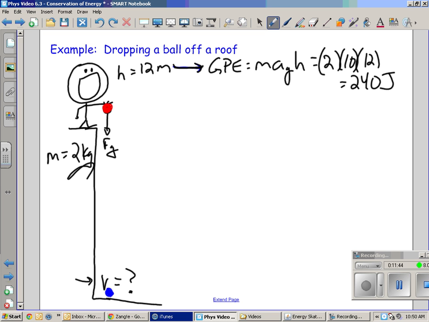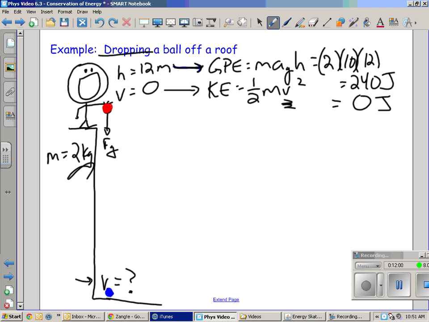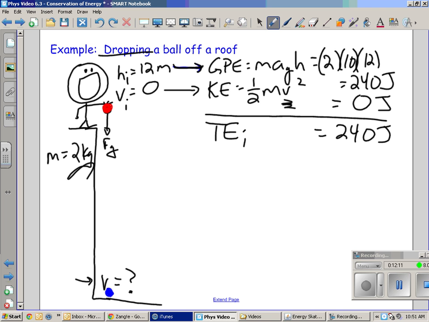Now, because he's dropping it, that means the velocity at the top is 0, right? Before he lets go of it, it's not moving. So that means the kinetic energy, which is 1/2 mv squared, since our velocity is 0, is going to be 0. So we can add those two numbers up to get our total energy. 240 plus 0 is 240 joules. So what that means is, initially, at the instant the dude drops the ball, this is how much energy it's got.